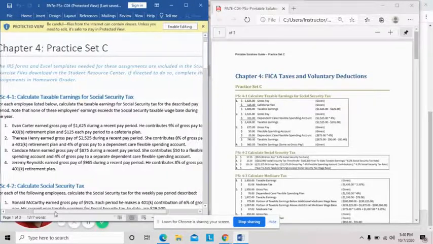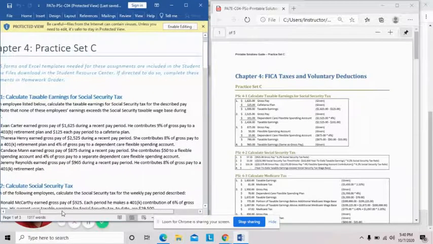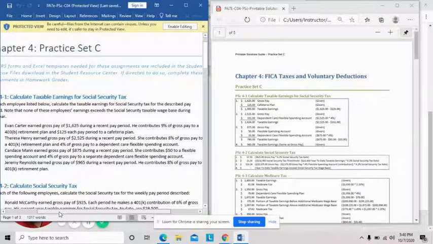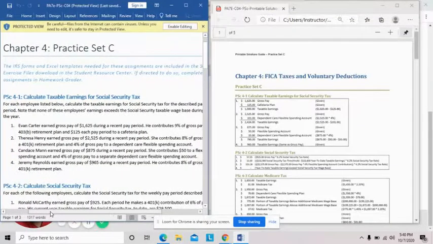In number 2, we have Teresa Henry earning a gross pay, contributing 8% to retirement and 4% to the dependent care flexible spending plan. In this case, we just take the gross pay. We find the dependent care flexible spending plan by multiplying gross pay by the 4% that's given. Subtract that to find the taxable earnings.